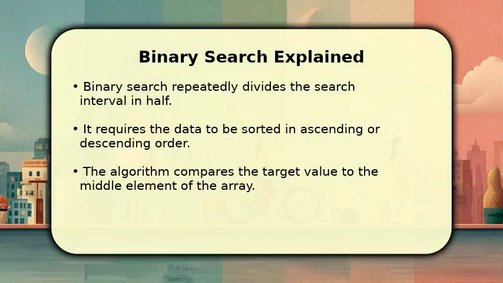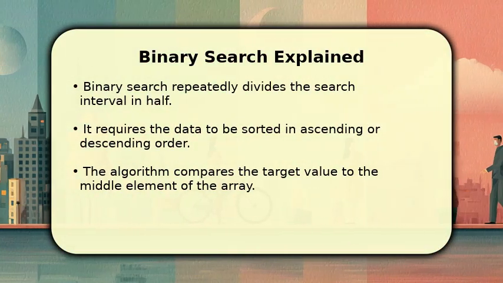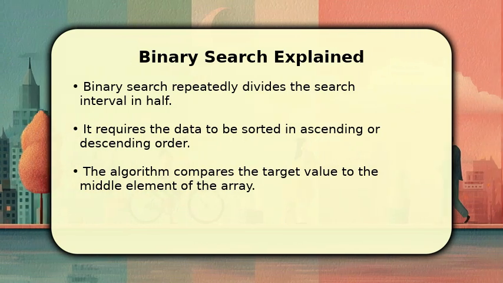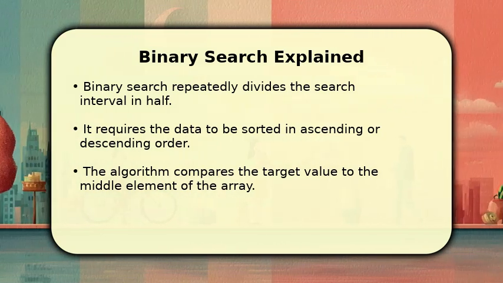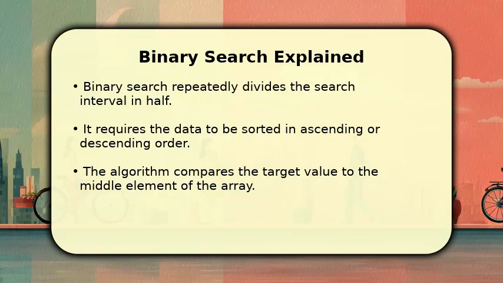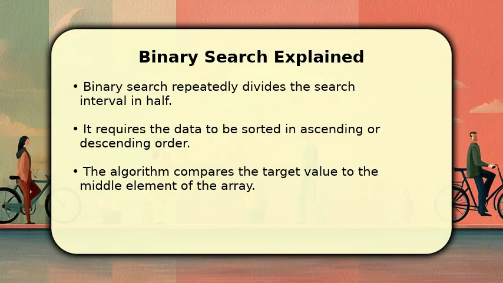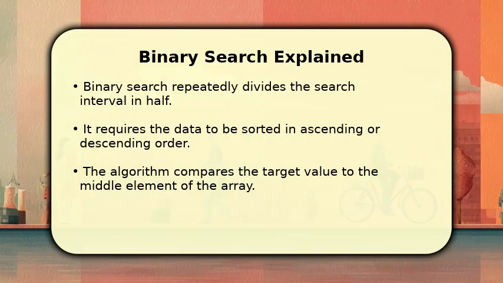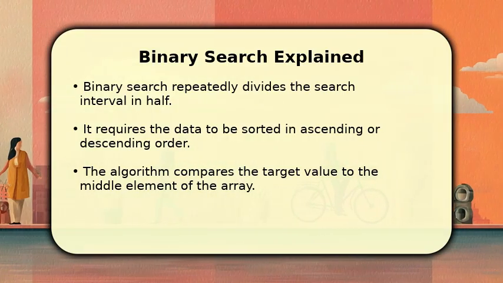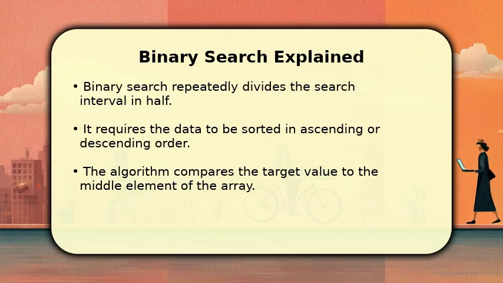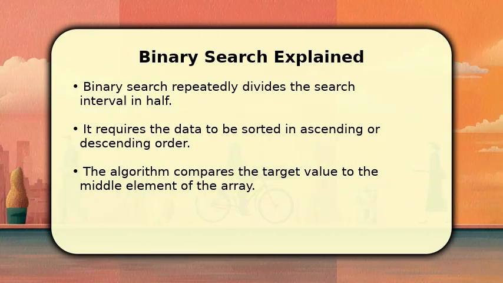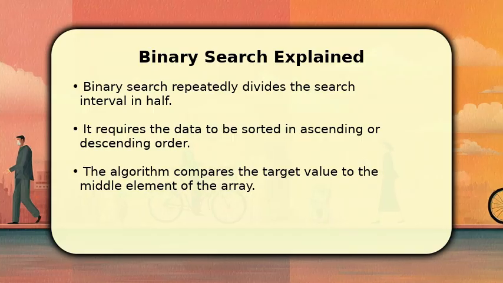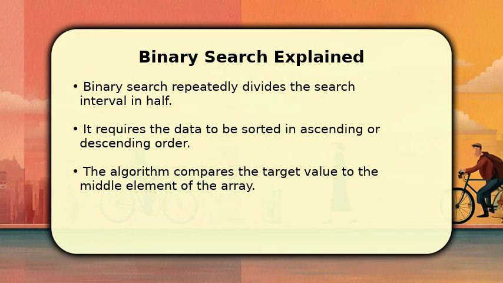Binary search, in contrast, is far more efficient but requires the data to be sorted. It repeatedly divides the search interval in half. If the value of the search key is less than the item in the middle of the interval, it narrows the interval to the lower half. Otherwise, it narrows it to the upper half. Its time complexity is O(log n), a significant improvement for large collections, finding an item in a list of 1 million in about 20 steps.